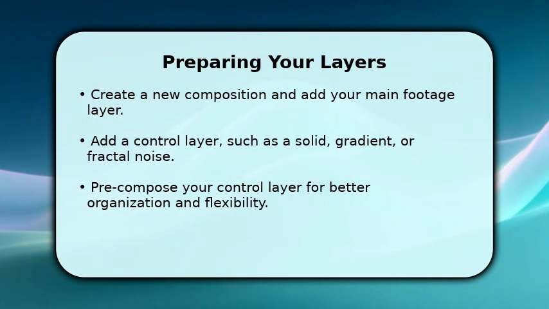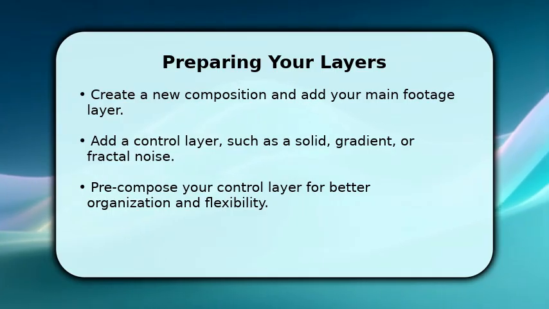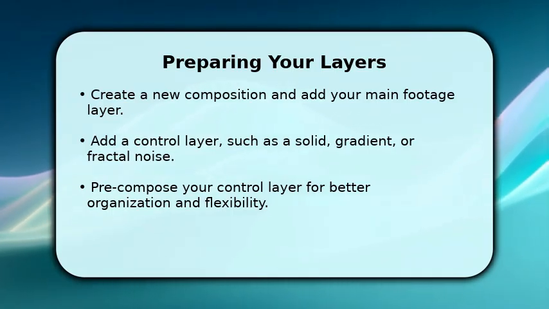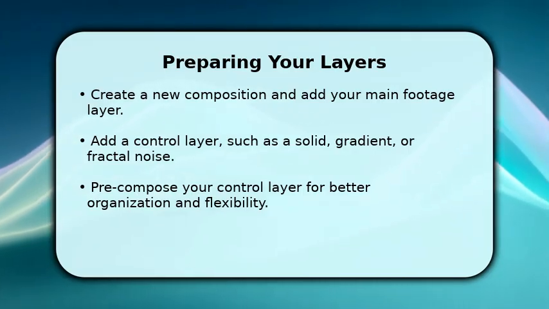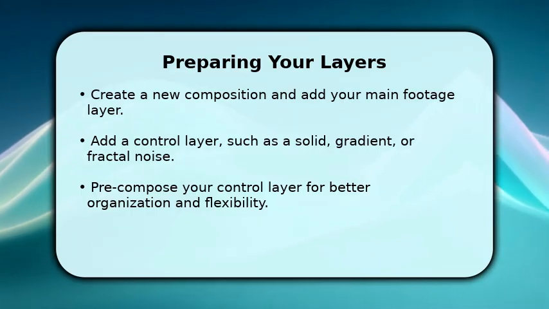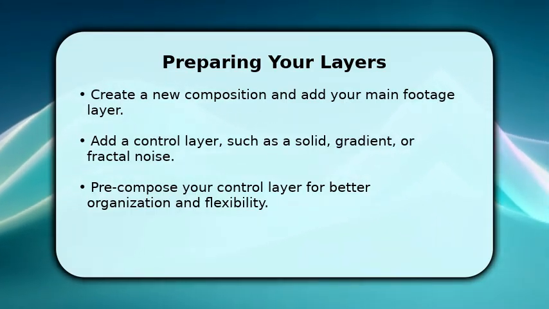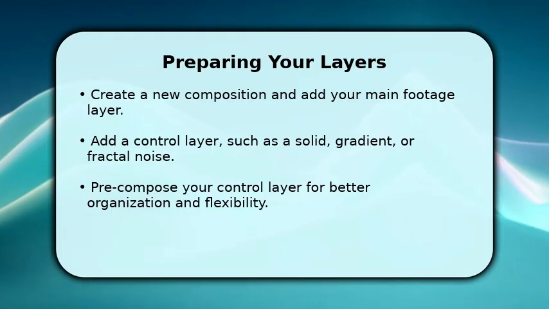To begin, open After Effects and create a new composition. Drag your main footage or image into the timeline. Next, you'll need a control layer. This can be a simple solid, a gradient, or even a complex fractal noise animation. The luminance of this layer will dictate the displacement.